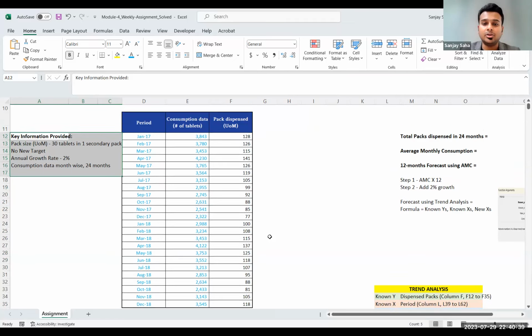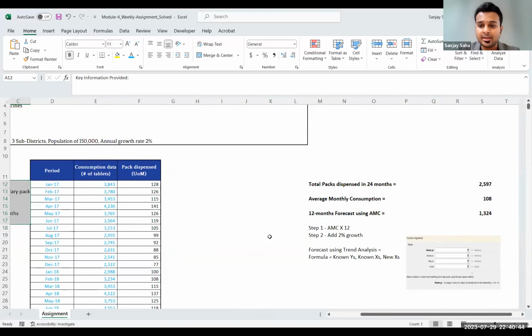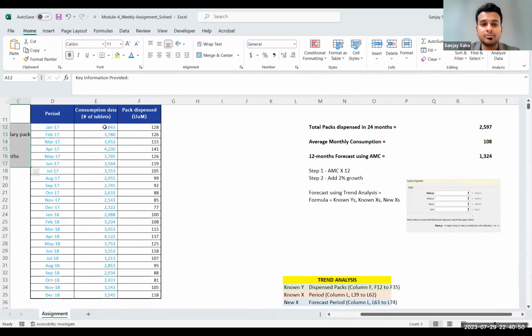Now, if we go to the quiz, the first question was, how many packs were dispensed in 24 months? These are the number of tablets which were dispensed, or consumed, in the 24 months. If we convert tablets into packs, we divide the number of tablets by 30. 30 is the number of tablets in the secondary pack, which is the unit of measure. If we divide by 30, we get the number of packs dispensed every month.